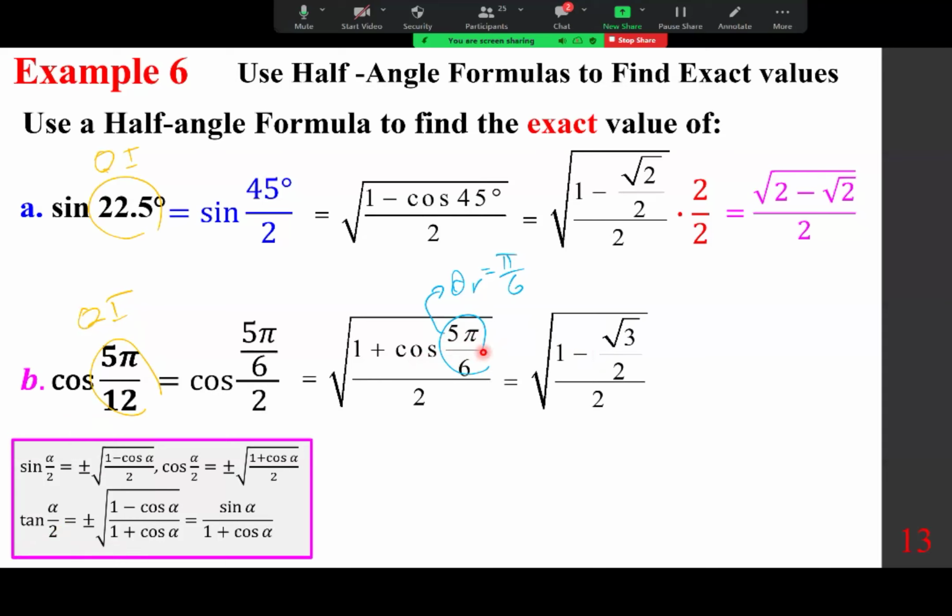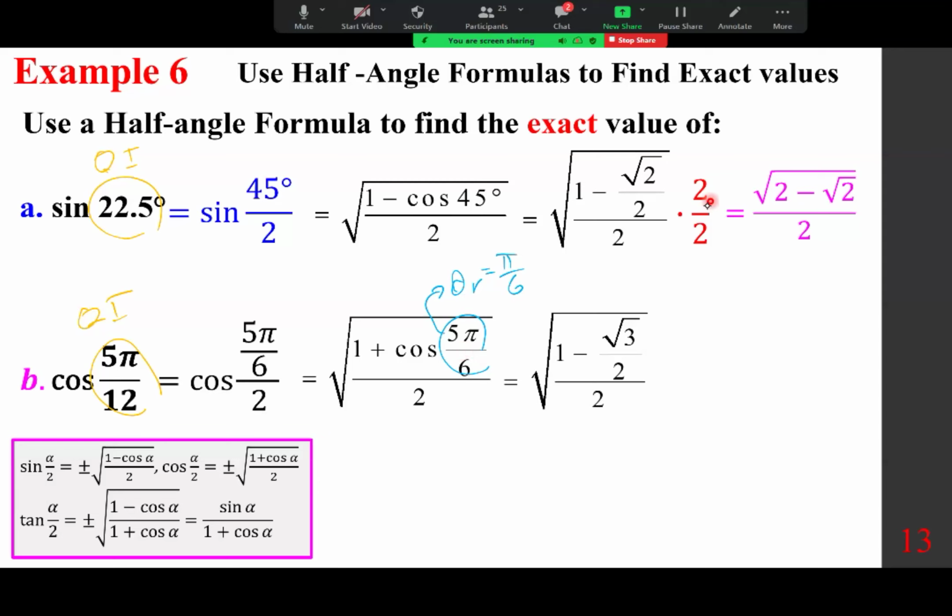5 pi over 6, its reference arc is pi over 6. So the value numerically is the same as that one, which is square root of 3 over 2. You have to figure out the sign based on the quadrant. This is quadrant 2. In quadrant 2, cosine is negative.